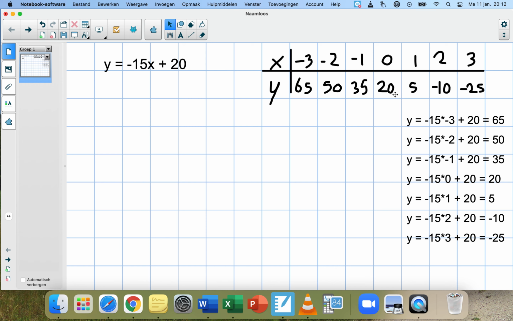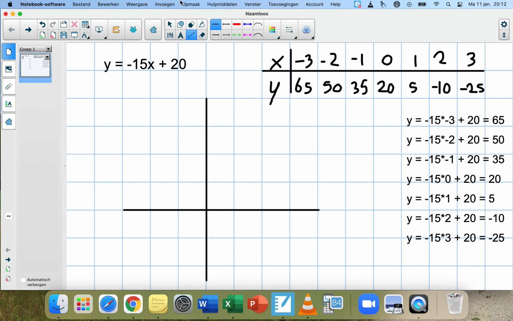So now we are going to draw the coordinate system, and the coordinate system always looks like a cross. And the first things we're going to fill in are the things that are always the same. So we are filling in the origin, the oorsprong, where the axes meet. We fill in x for the x-axis, horizontal, and y for the y-axis, vertical.